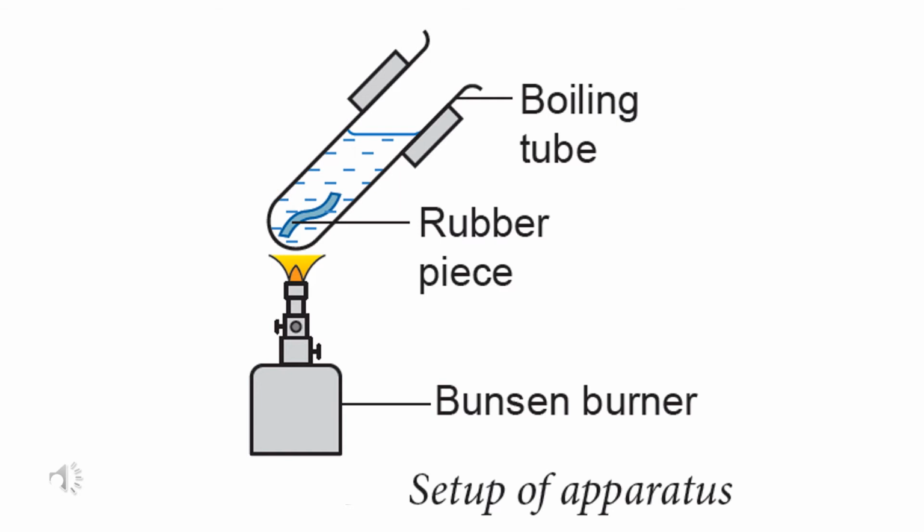We will observe that the rubber has melted and changed shape. In conclusion, natural rubber is not heat resistant. In other words, it is soft.